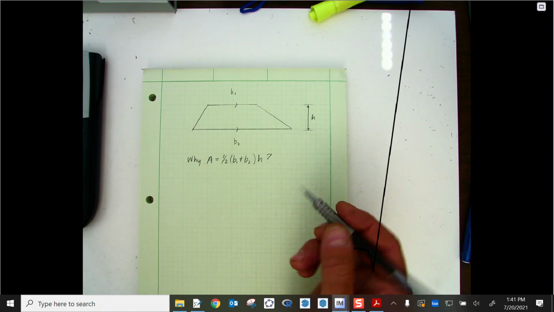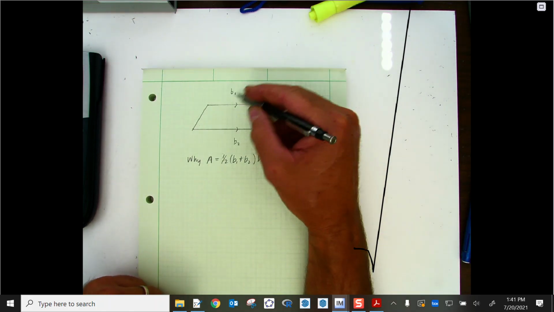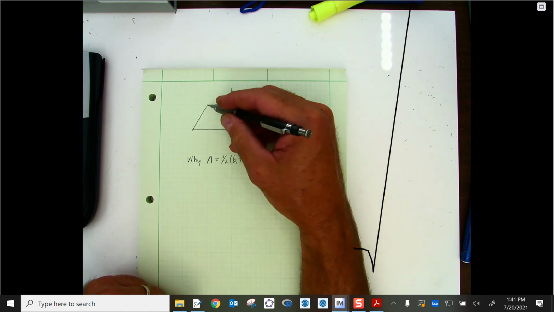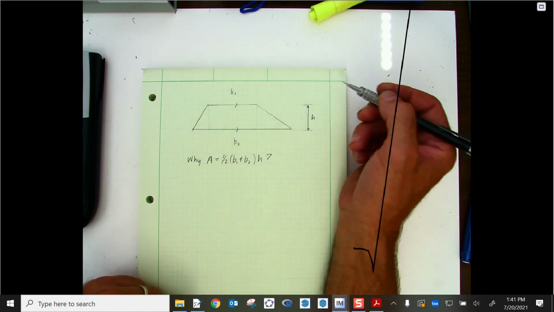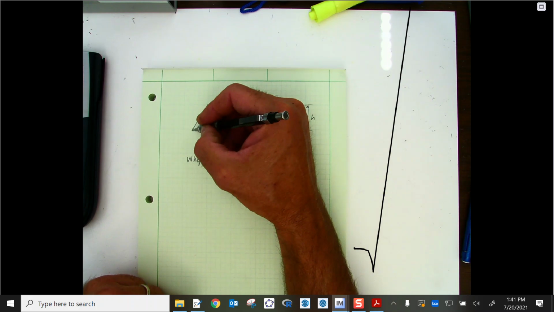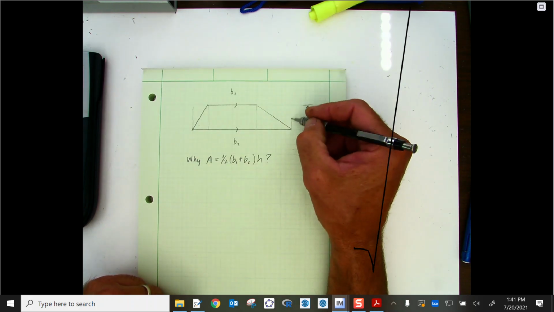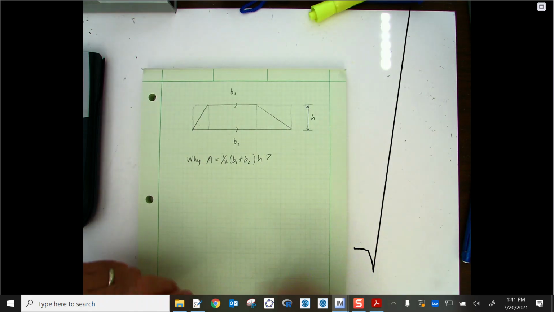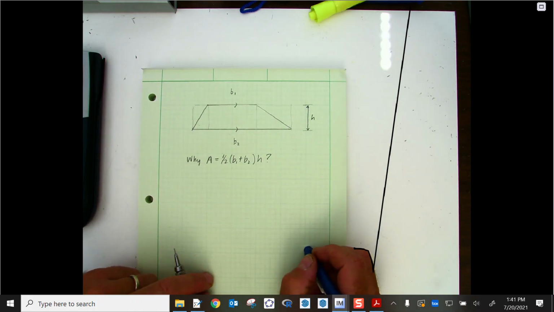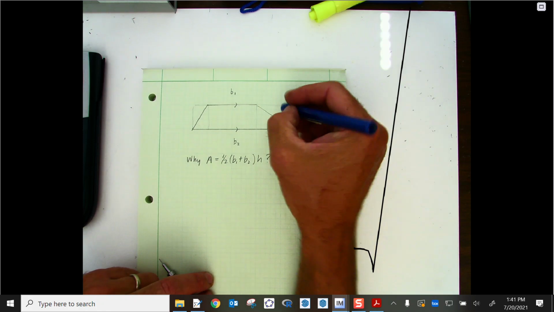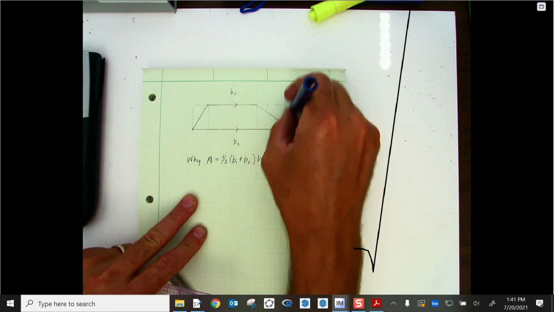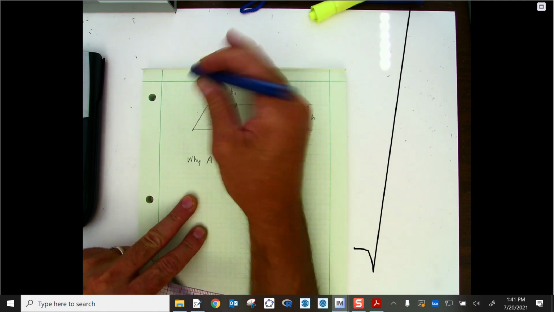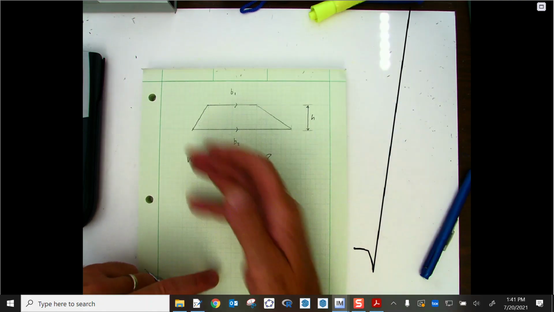And that makes sense, because if I chose base 1 and multiplied by the height, that would be too small, right? Because that would just give you that rectangle in there. And if I chose base 2 and multiplied by the height, that would be too big because that would give you this rectangle here, just loosely drawing it. So it makes sense that it should be some number in between base 1 and base 2 that I'm multiplying by. And it turns out that the right number is the average of these two bases, and multiply that by the height.